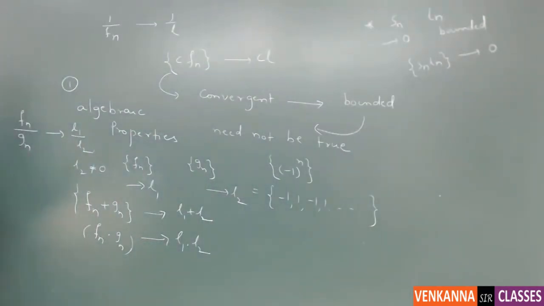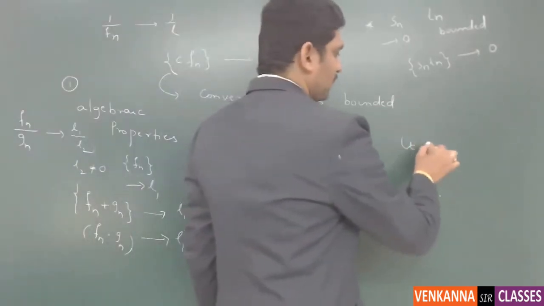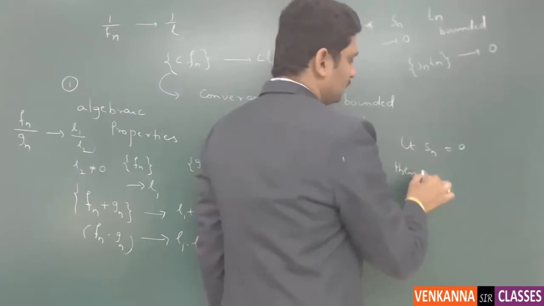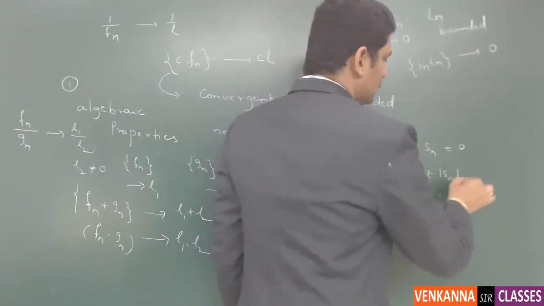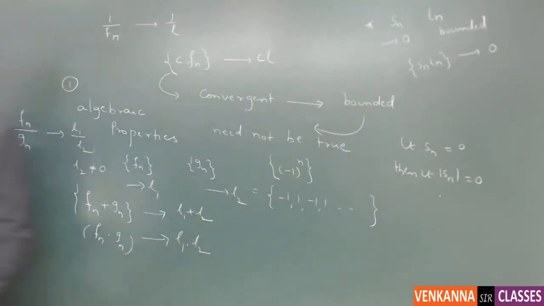So another one is if limit Sn equal to 0, then limit mod Sn is also equal to 0. It tends to the same value. So are they noted? Fine. So can I erase this? Okay.